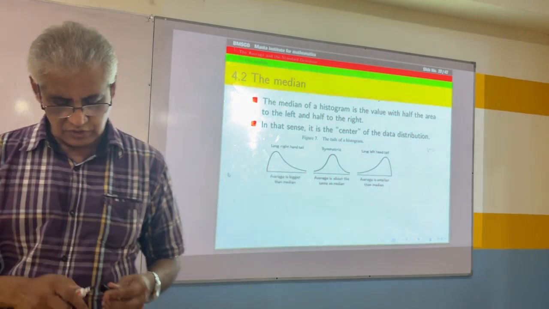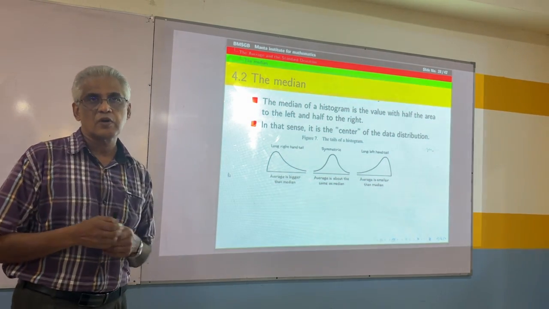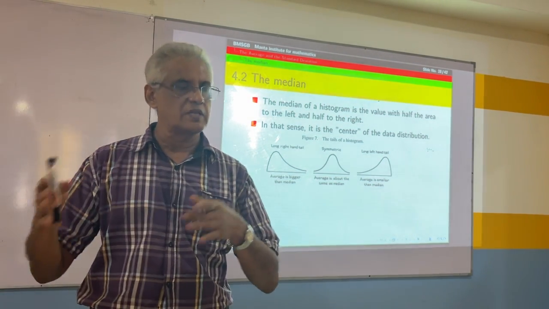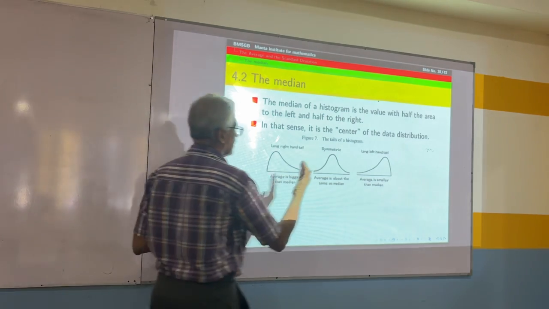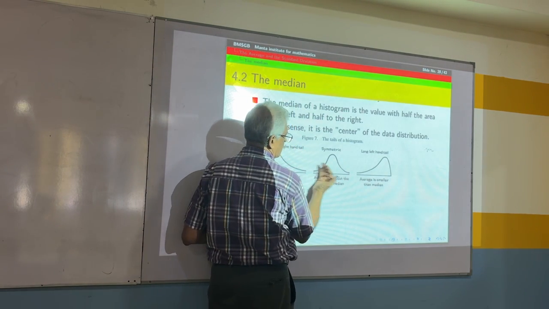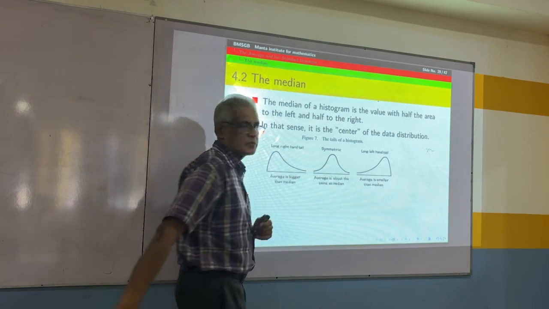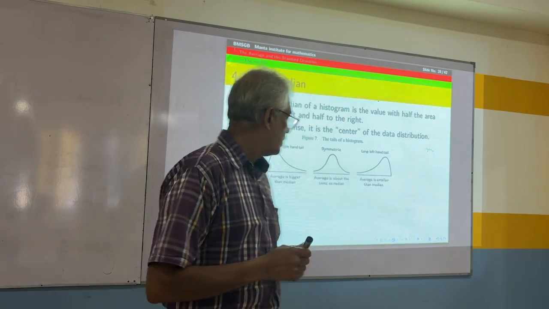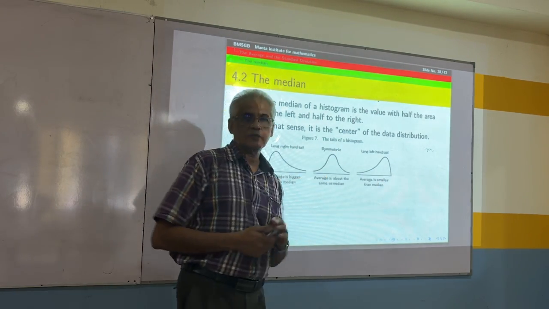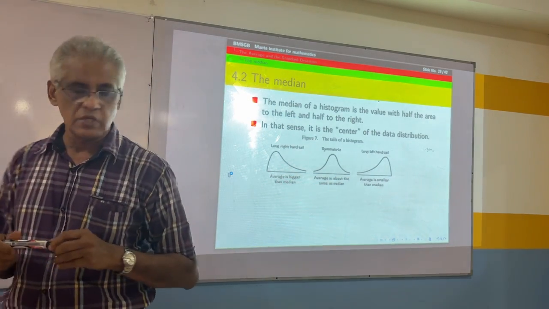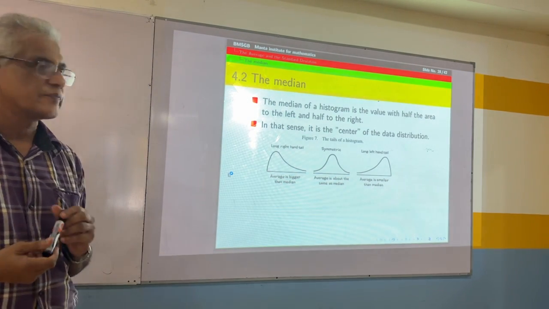All those symmetric distributions will have roughly the same value for mean and median. For example, here 50% of the data is below this number and 50% above. So the mean will also be roughly the same. For symmetric distributions, therefore, mean and median are roughly the same.